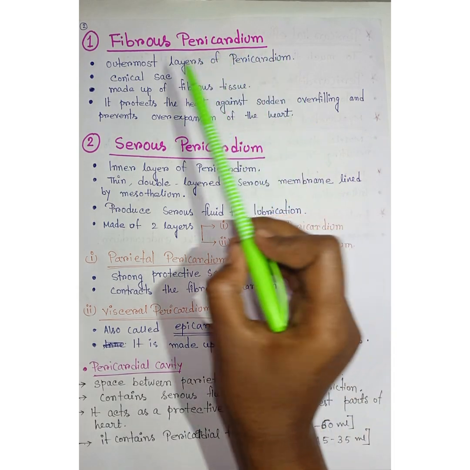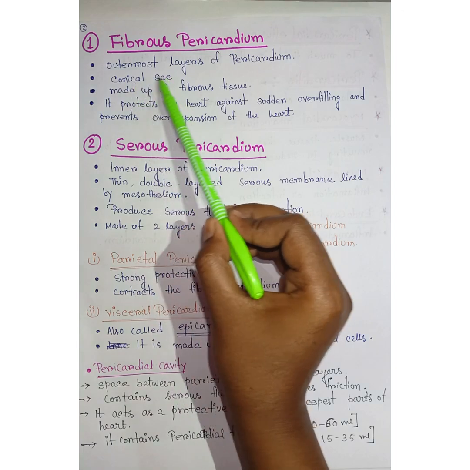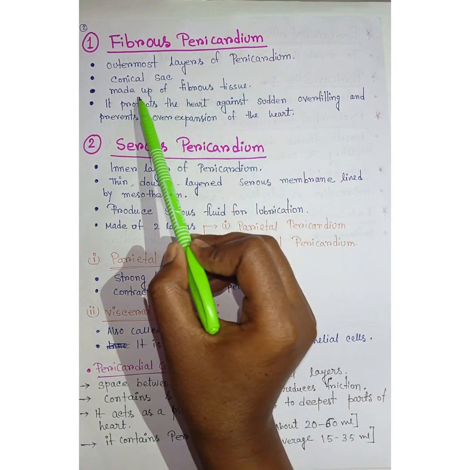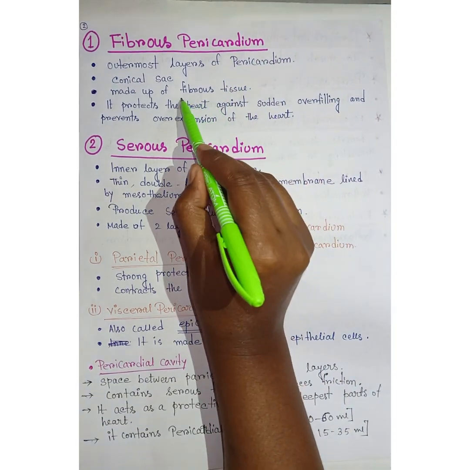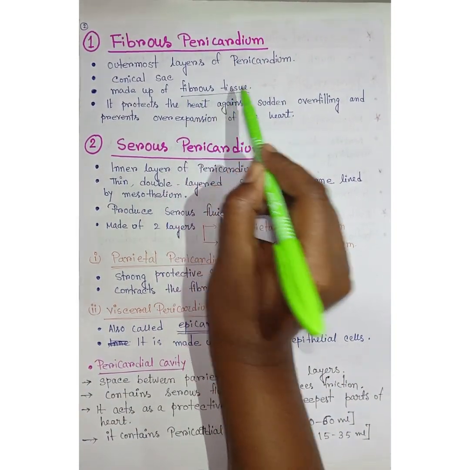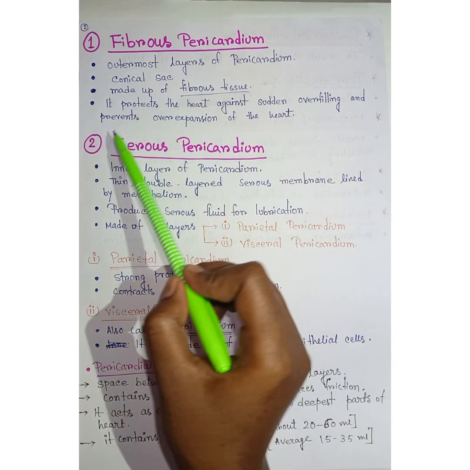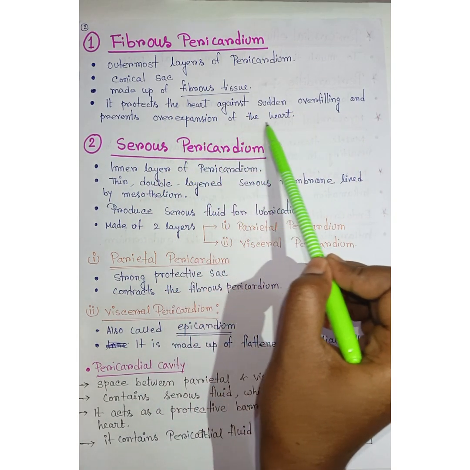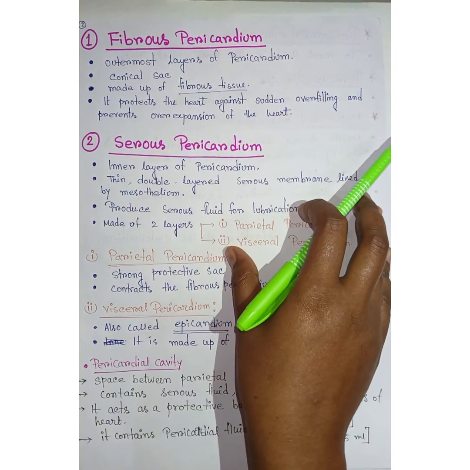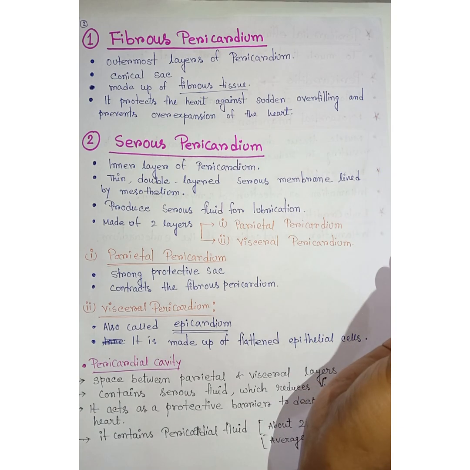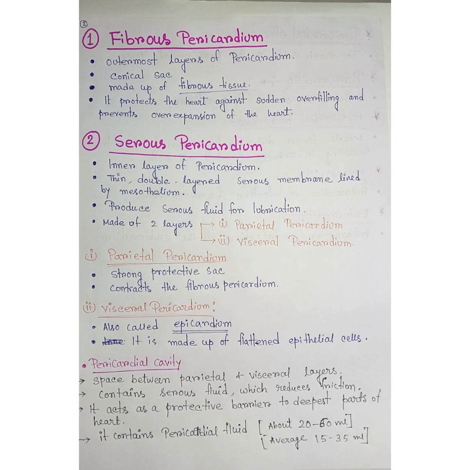Fibrous pericardium. The fibrous pericardium is the outermost layer of the pericardium. It is a conical sac-like structure made up of fibrous tissue. It protects the heart against sudden overfilling and prevents overexpansion of the heart. So the fibrous pericardium helps prevent overfilling and overexpansion or overdistension of the heart.